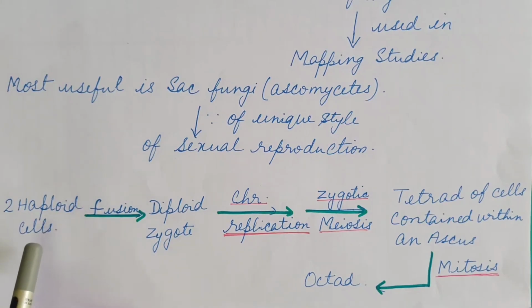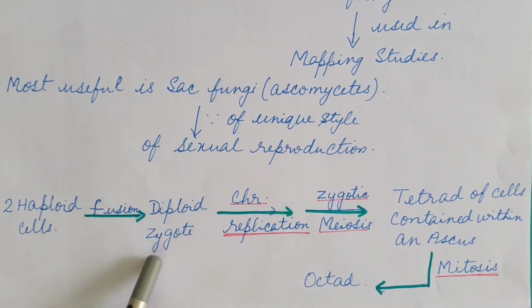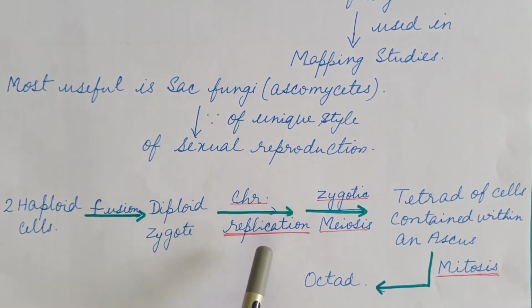In the sac fungi or ascomycetes, two haploid cells fuse and produce a diploid zygote. Then chromosomal replication takes place, followed by zygotic meiosis, both meiosis 1 and meiosis 2, and four haploid cells are produced, known as spores, or also known as a tetrad. Then these four haploid cells undergo mitosis and produce 8 haploid cells known as an octad. Both the tetrad and octad are contained within a sac-like structure known as an ascus.